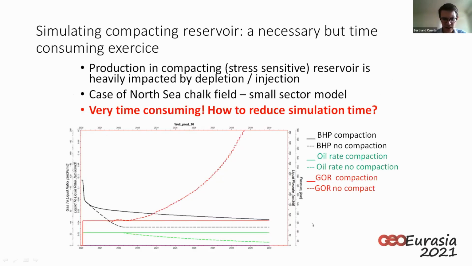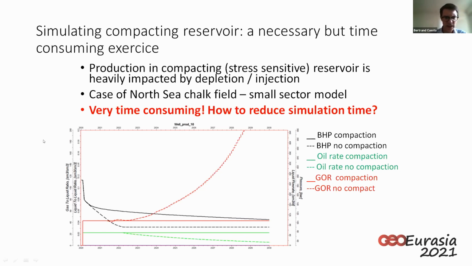So on this slide, what you see is that for the great majority of reservoirs, there is no or little compaction, and therefore it can be neglected when we want to evaluate the impact of compaction on production. However, for those kinds of stress-sensitive reservoirs which compact heavily, the response of the reservoir and the production can be severely impacted by depletion or injection.